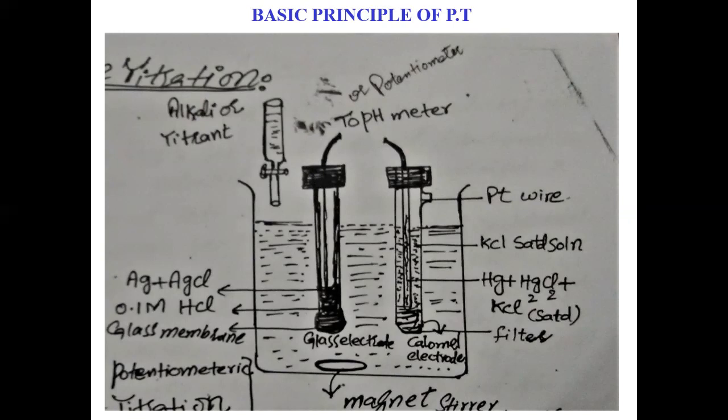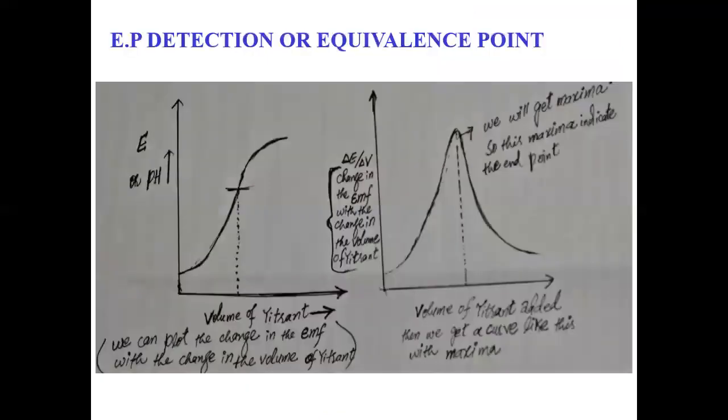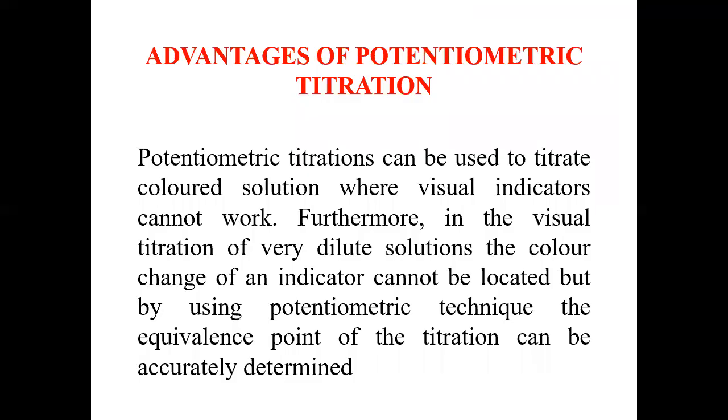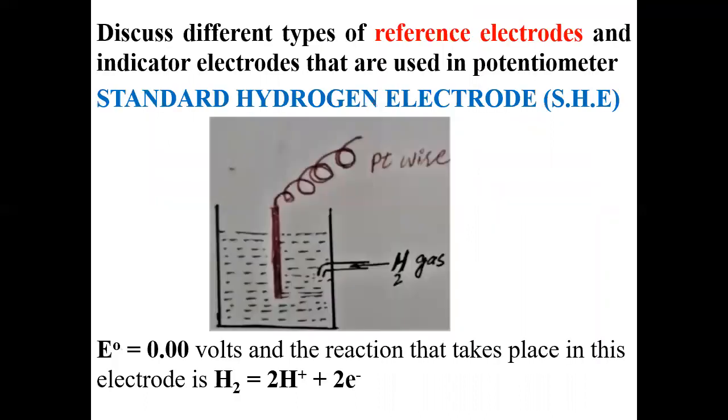We have discussed the instrumentation of this potentiometric titration, and we have also discussed the advantages of potentiometric titration. What are the advantages of this potentiometric titration? We have also discussed these topics in my previous lectures, and we have also discussed different types of reference electrodes and indicator electrodes that are used in potentiometry.